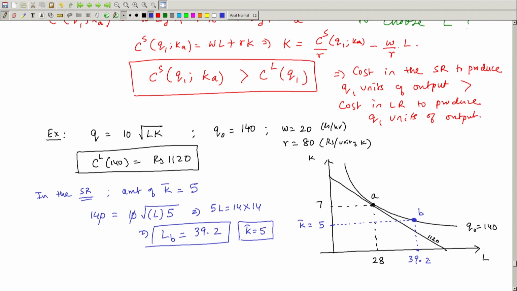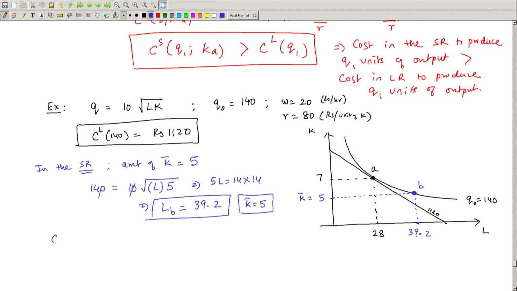Even on the graph, you can see that the amount of labor is to the right of 28. So what's the cost associated in the short run? The cost associated in the short run to produce 140 units of output, given that K bar is equal to 5, is going to be the per unit cost of labor, which is 20, times the amount of labor that I am using, 39.2, plus the per unit cost of capital, which is 80, times the amount of capital that I am using, which is equal to 5. Now this arithmetic, 20 times 39.2, so that's going to be equal to 784, plus 400, is going to be equal to rupees 1184.